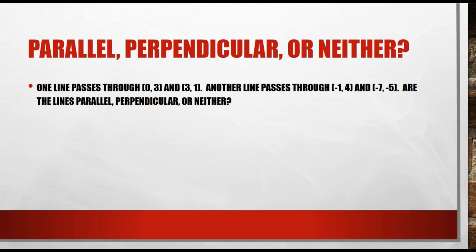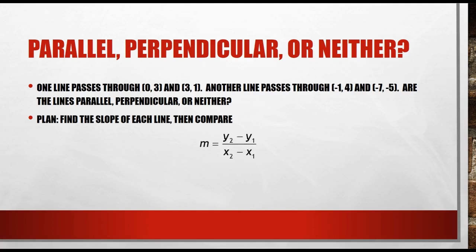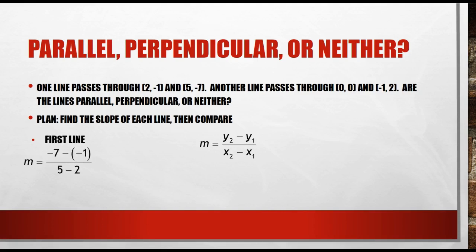So let's take a look at an example of when there is no grid or coordinate plane to work from. And what I'm going to do, again, is still find the slope of each line and then compare the slopes. But I'm going to use the calculate slope formula. So for the first line, that passes through (2, -1) and (5, -7), I will just substitute my values appropriately. I will get -6/3, which is not a simplified form. So we would simplify our slope to -2.